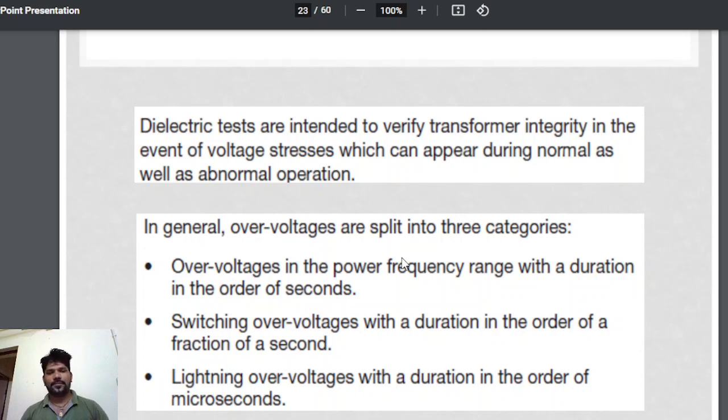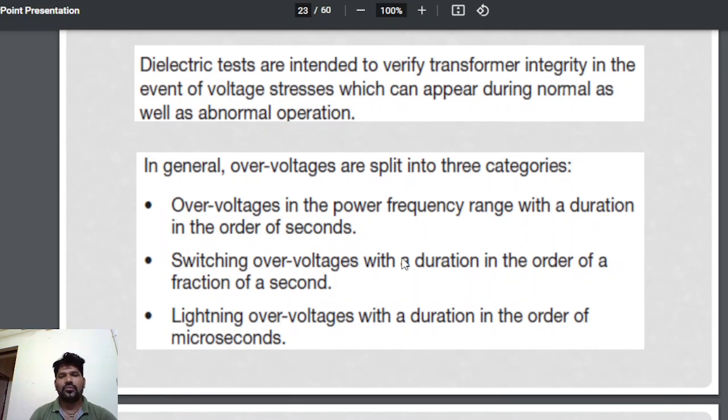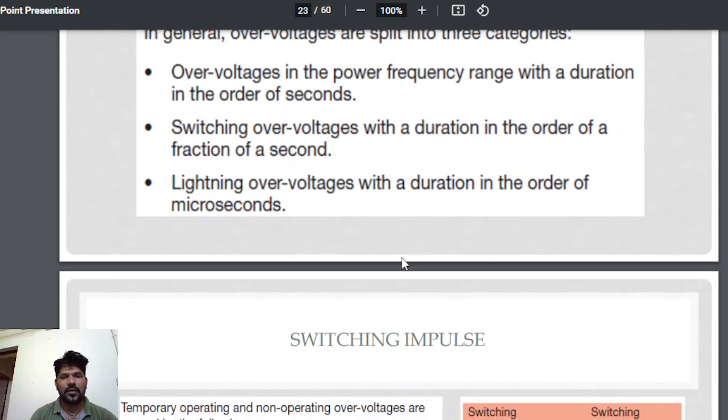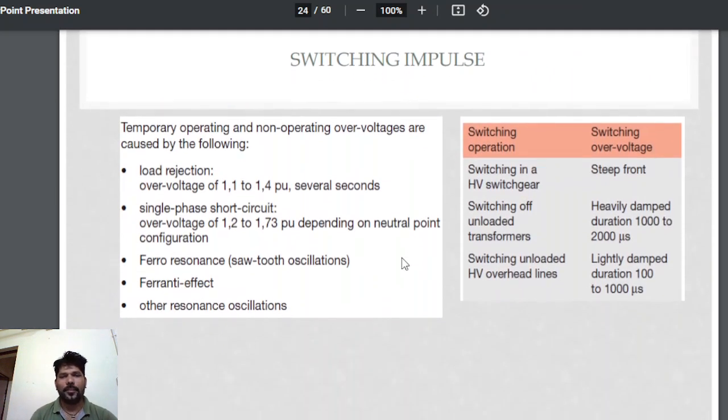Okay, which one is that? That is lightning voltage. Okay, just a fraction of seconds. Okay, our voltage impulse will come. Switching overvoltages with the duration in the order of fraction of seconds. Okay, next, lightning overvoltage with a duration in the order of microseconds. So in these three categories, we will find out how the dielectric strength will withstand the transformer in normal or in abnormal conditions. Switching impulse.